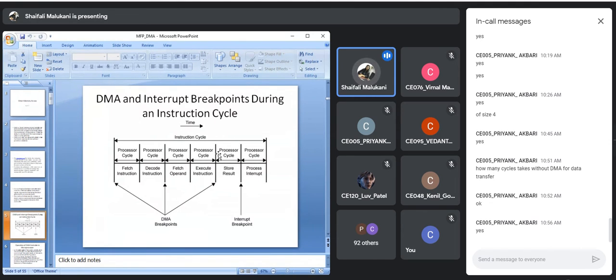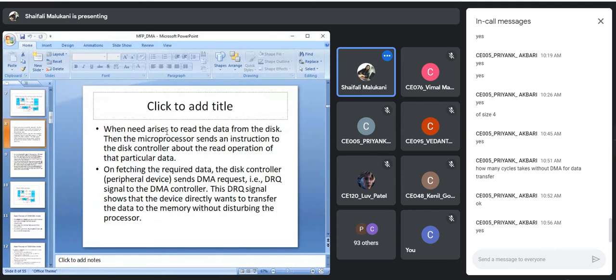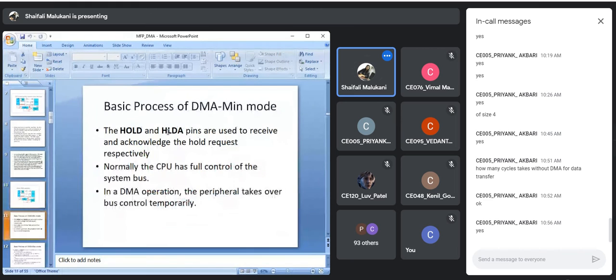So this is how they are served at different locations in the instruction cycle. After every machine cycle, DMA is served. After every instruction cycle, interrupt is served. Okay. Now, idle cycle: as we have discussed, if DMA is not in use, then it is an idle cycle. Otherwise, it is an active cycle.